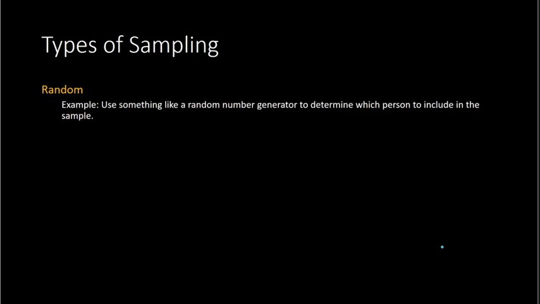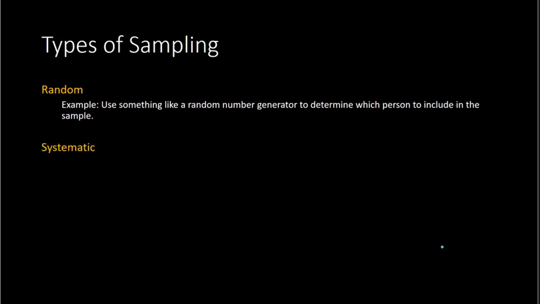Now with sampling, there are different types of sampling. We have first what is called random. Random sampling is by using something like a random number generator to determine which person to include in the sample. So you're just randomly picking a person or a thing and using that information for your data.